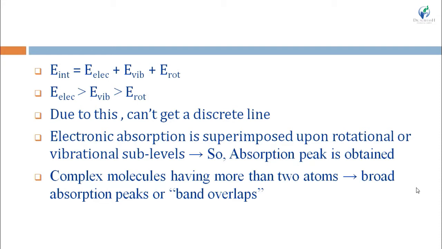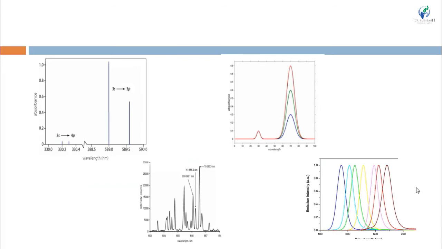And in the case of complex molecules having more than 2 atoms, these peaks are also broadened, meaning broad peaks are obtained, meaning band overlaps. You can see in the figure, the first figure is of a discrete line, but in UV absorption spectra we cannot get a discrete line because of the rotational and vibrational energy of an electron. The second figure shows the band, meaning absorption peak. Below, the third figure, in black color, shows broadened bands, and the fourth figure, which is colored, shows band overlaps.